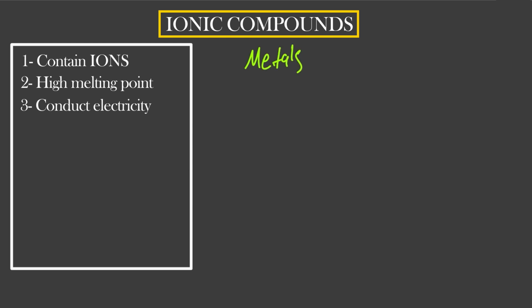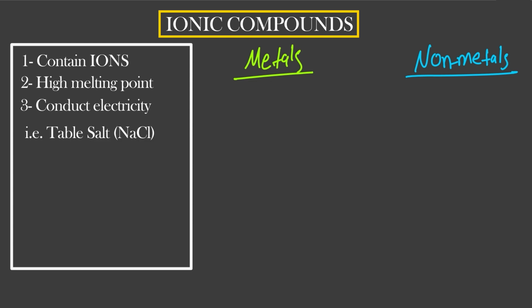That is, whenever you see elements from metal groups and elements from the nonmetal groups joined together, you can say that some ionic compounds are being formed. The most common example of an ionic compound would be the table salt, sodium chloride. We have sodium, that's from the metal groups, and chlorine, which is from the nonmetal groups. Together, they're forming an ionic compound.